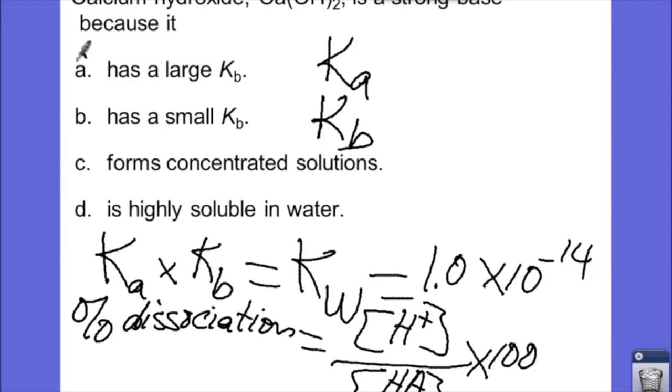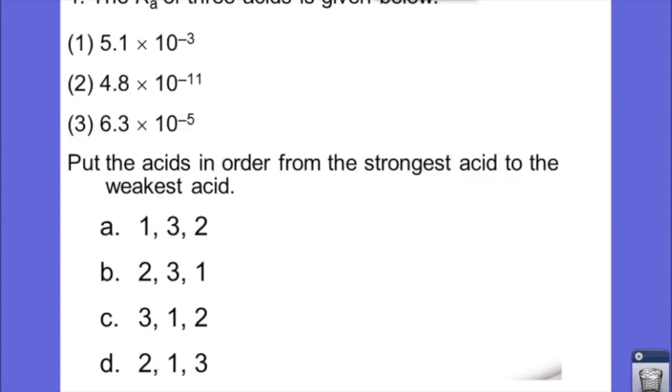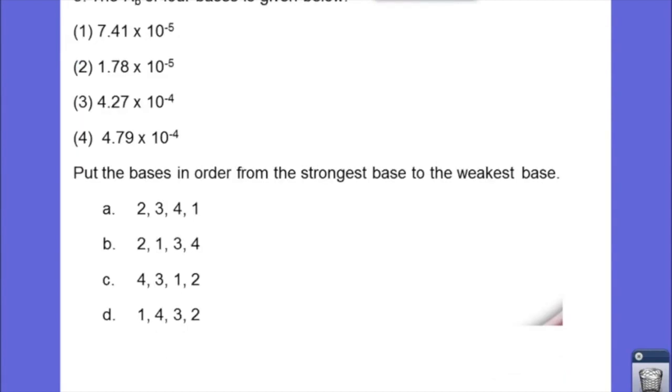Okay? So, calcium hydroxide CaOH2 is a strong base. What is the answer? It is A. It has a large Kb. The Ka of three acids is given below. Put the acids in order from the strongest acid to the weakest. Which one will be the strongest? I heard someone say 1. How about the second one? It will be 3 and then 2. It is 1, 3, 2.